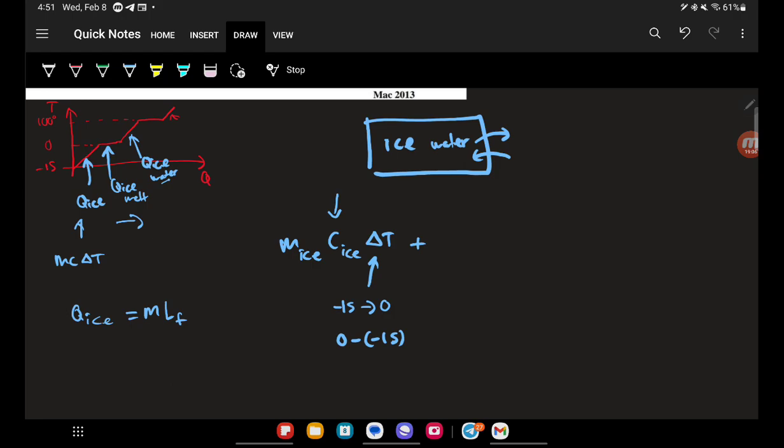Okay, and then the second step is the horizontal line here, which means the melting process, given by m L_f. So should we leave it positive? Yes, because if you look here, the process is towards the right, towards a positive Q. Okay, so then what else?